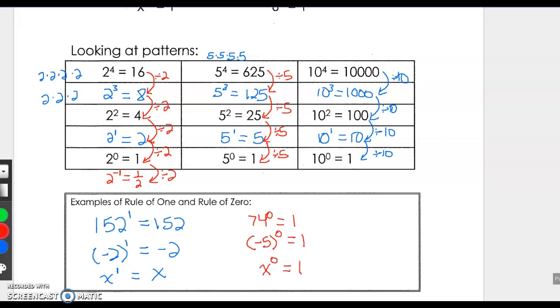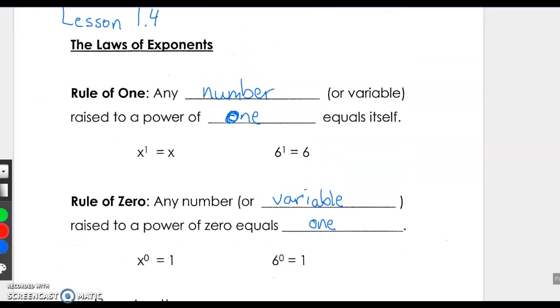And really, guys, these are just memorizing. There's not really any work you can do, but if you can memorize these, even if you don't quite understand them, trust me, these really can help us simplify some exponential problems.